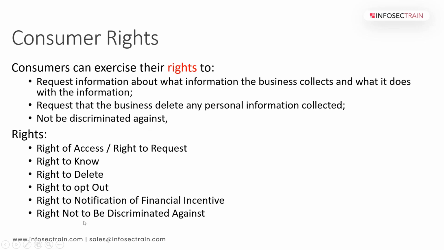And what are the rights that they have? What type of rights do we have as an individual? Right to access. At any point, if I want to know how many times I have visited, how many times I have done, I can ask that, and that organization should respond to that. You should give all the information to me. Right to know, right to delete. If I feel that I do not want that to be part of that, you should be deleting it. Right to opt out. So you do not want that, you want to come out of that. Right to notification of financial incentive. Right not to be discriminated against.